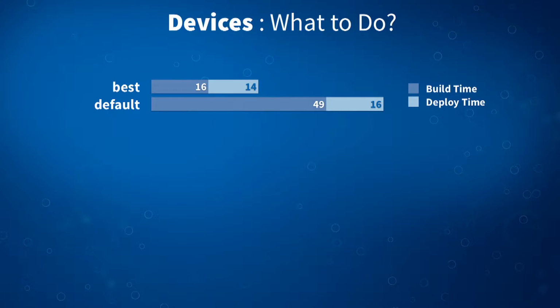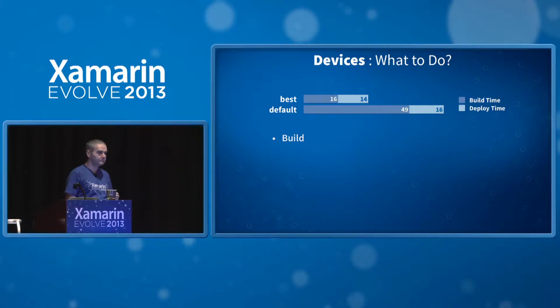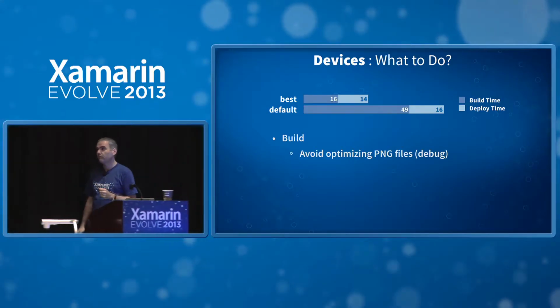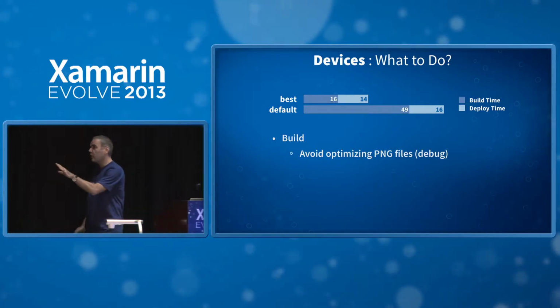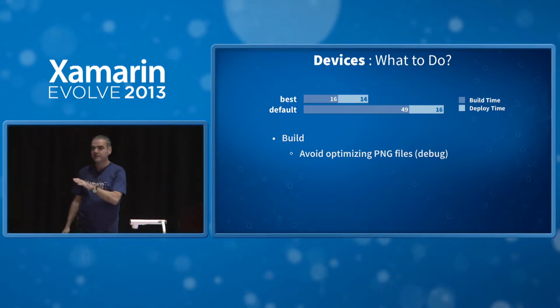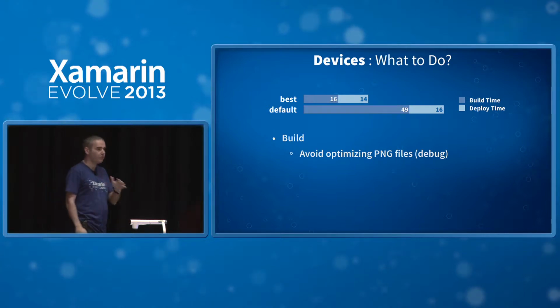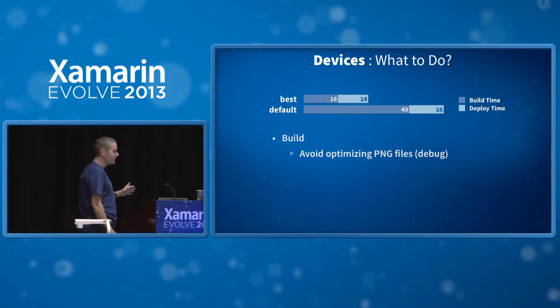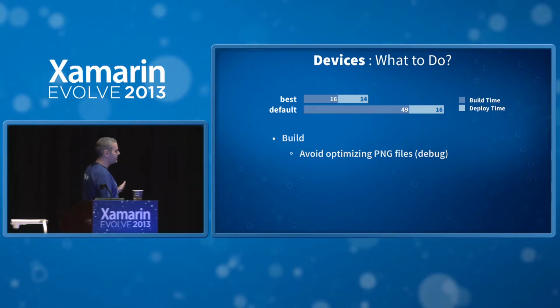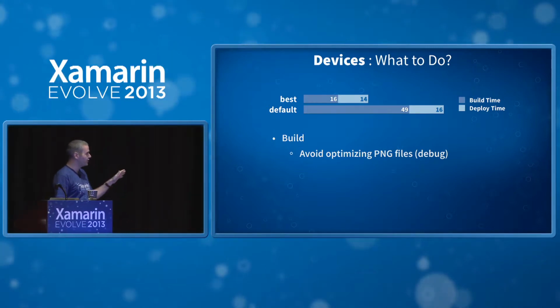Now, what should you do to get from your default to the best times on a device build? For the build, again, for your debug builds, you can still avoid optimizing the PNG files. It's not a performance issue. It does not give you anything. It's not a release. Save those 13 seconds.